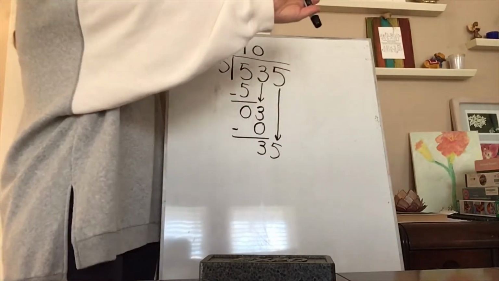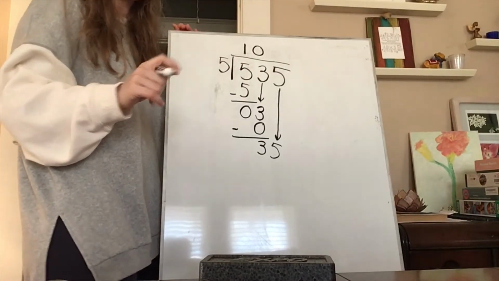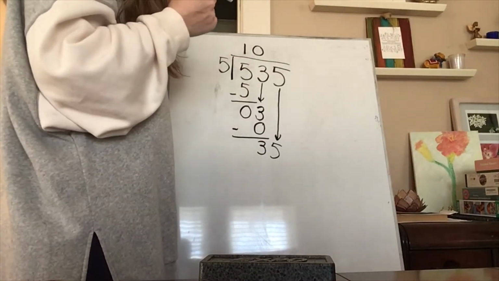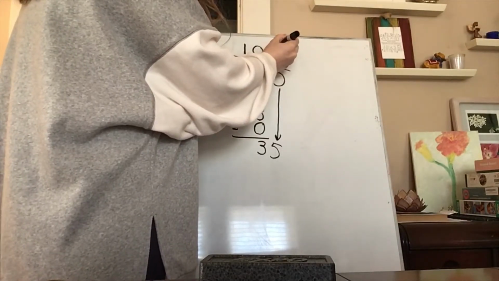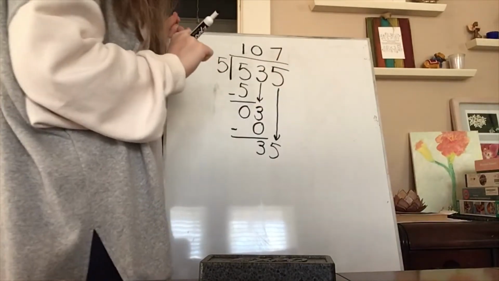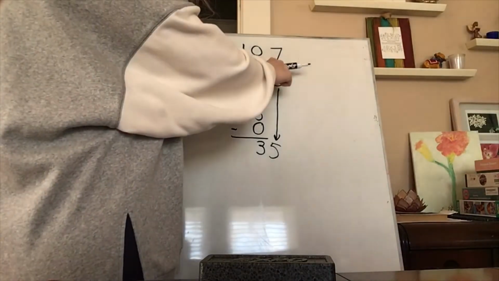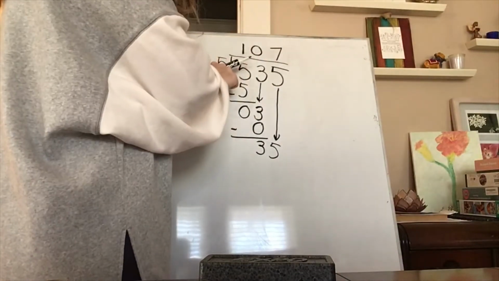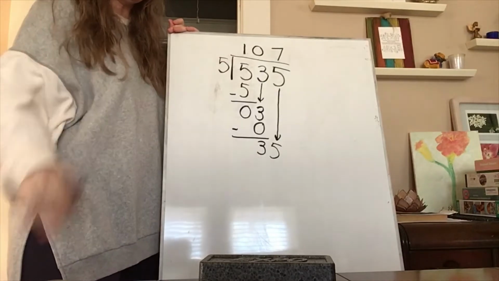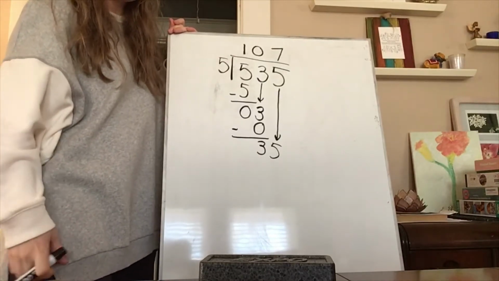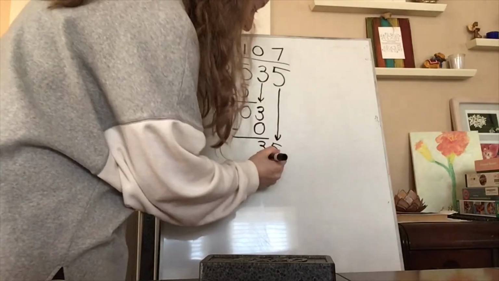So now again, we're going to see how many times does our divisor fit into our new dividend. 5 goes into 35 how many times? Raise your hand. Mason. 7 times. So we're going to put that answer to the division right above the digit we just brought down. And now we're going to multiply again. We're multiplying the digit we just got, 7, by our divisor 5. 7 times 5 is what? Kingston. 35.